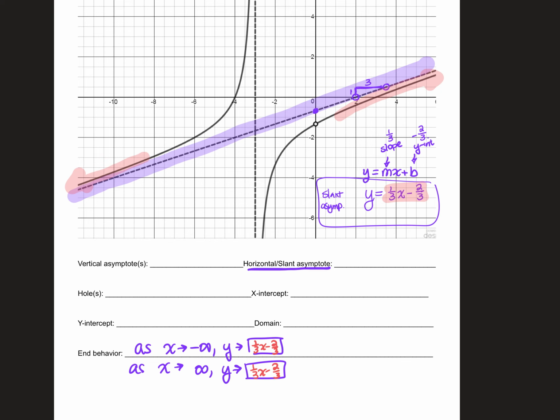All right, that's a quick overview of how to pull out the information on a rational graph from the graph itself. We'll talk more about how to do this algebraically in class.